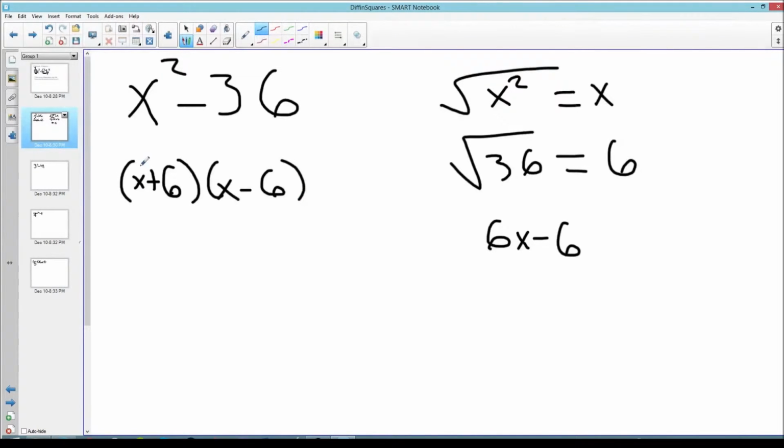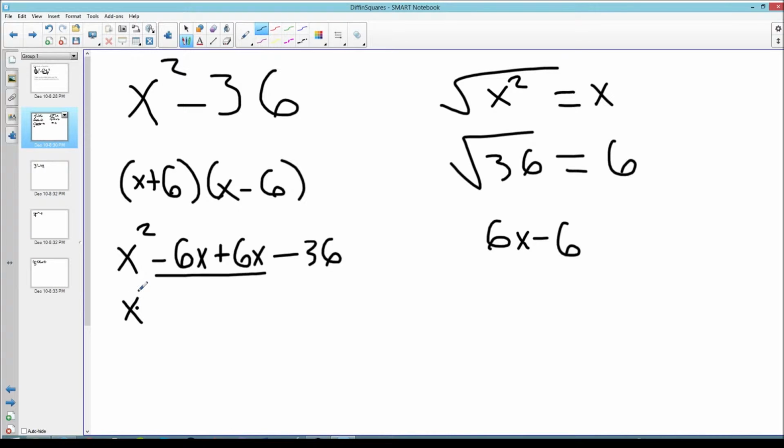Now if we try expanding these two brackets, x times x would give us x squared, then x times negative 6 would give us negative 6x, and then 6 times x gives us positive 6x, and then positive 6 times negative 6 will give us the negative 36, and then these two terms will cancel out, so we would be left with x squared minus 36.